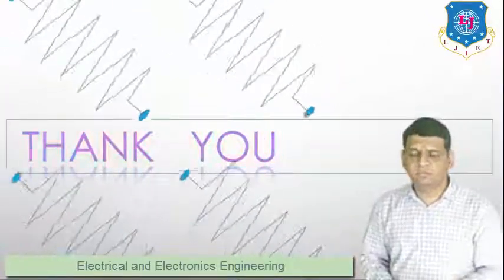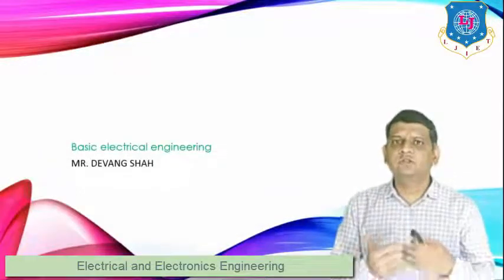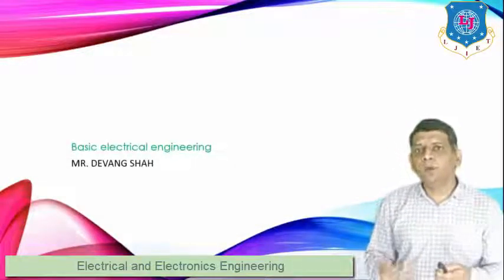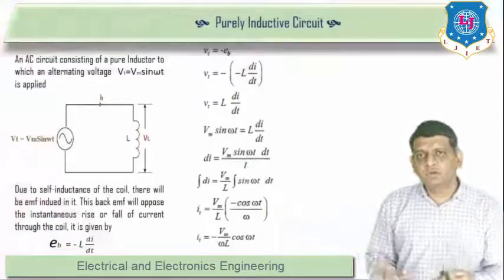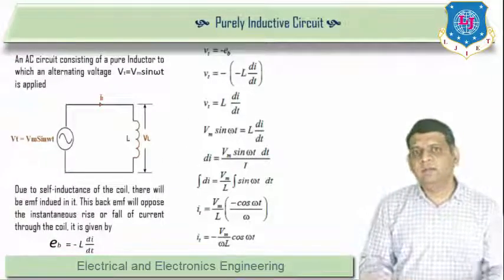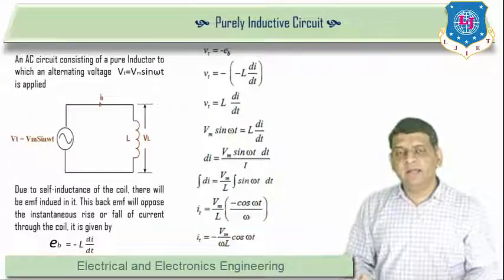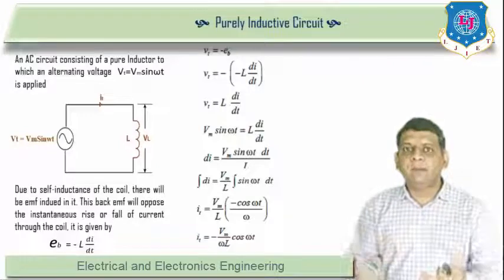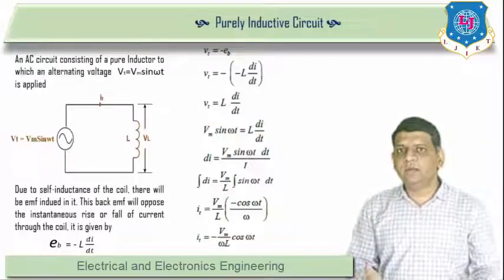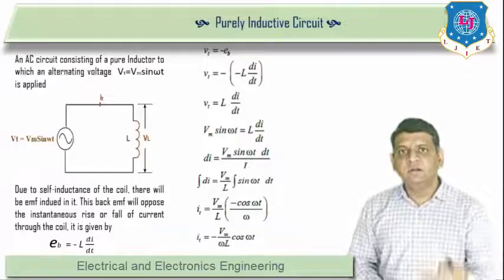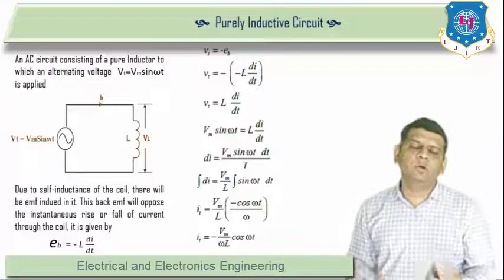Thank you, dear students. Let's start and discuss the next topic, which is called a purely inductive circuit. Again, my first job is to discuss the purely inductive circuit. In this circuit there is only one inductor, and to that inductor we are applying an AC signal. That AC voltage signal is Vt is equal to Vm sin omega t, applied to only the inductor. That's why this is called a purely inductive circuit.